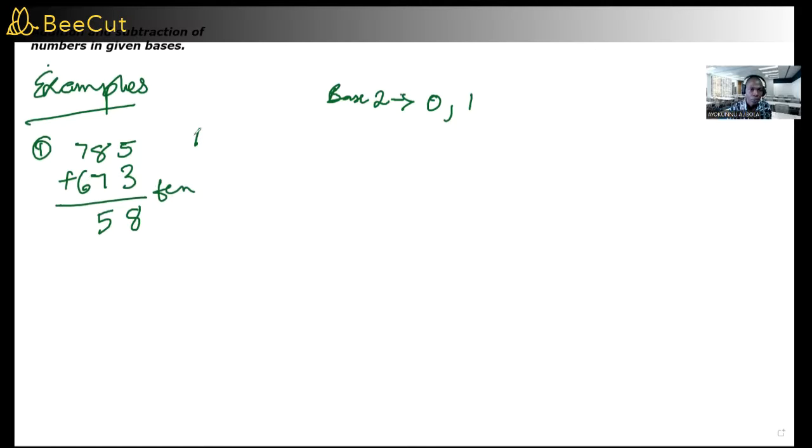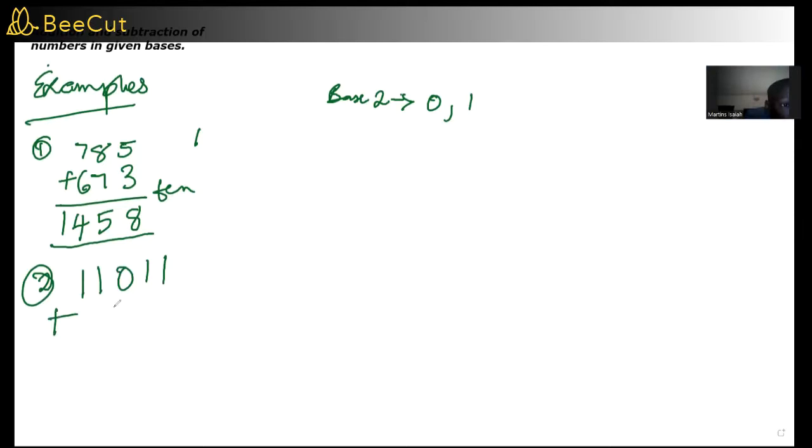So what is 7 plus 6? 13. 13 plus 1 is what? 14. So how many 10 is in 14? 1. Remainder 4. So I will now bring down the final one so as to look as if I have written 14.